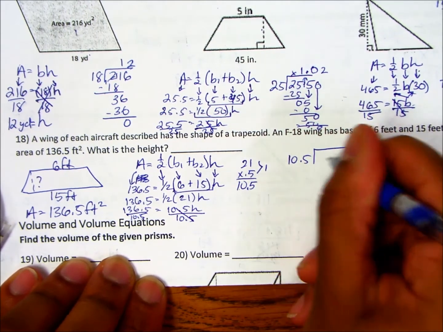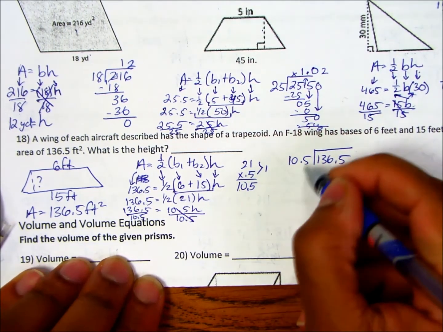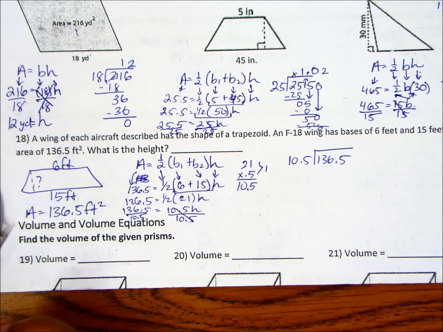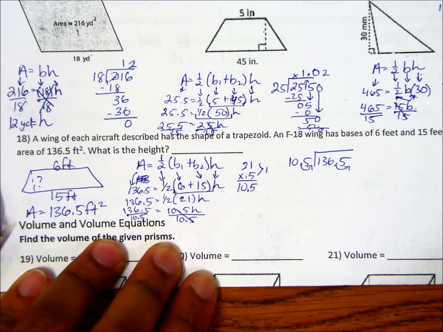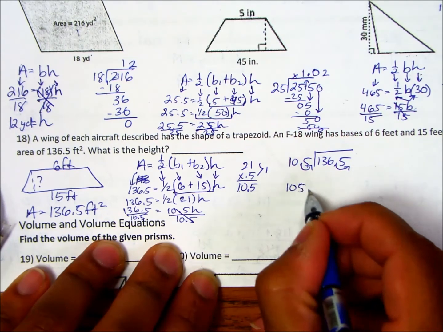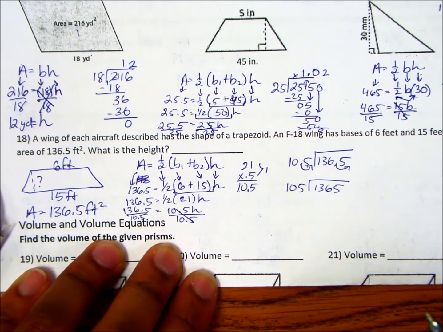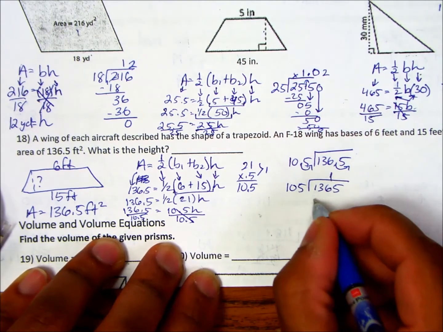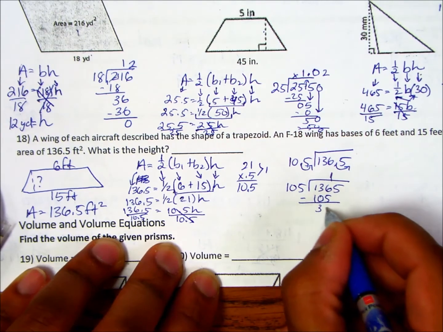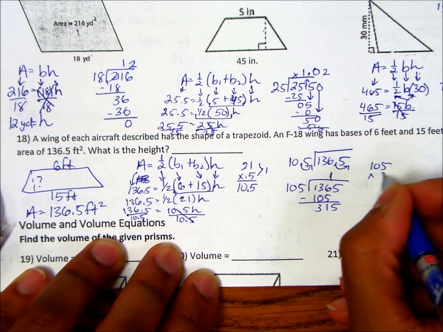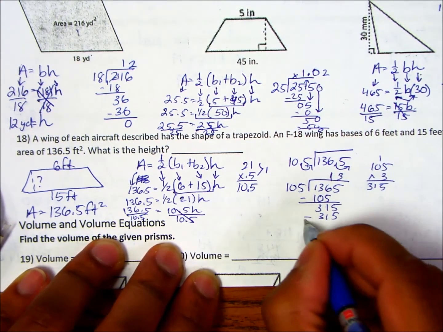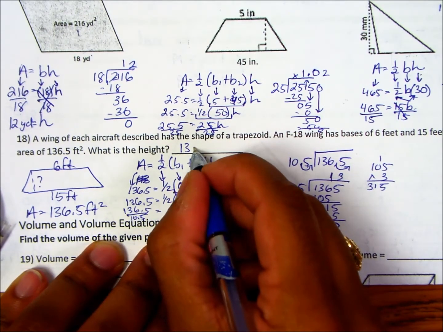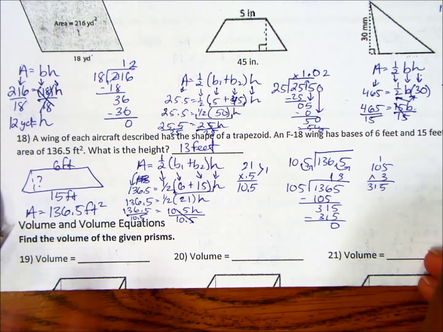10.5 on the outside, 136.5 on the inside. Your outside number has to be a whole number. So if it's not a whole number, fix it. I move it over one space here, move it over one space here. So that becomes 105. This becomes 1365. 105 goes into 136 one time. Then 105 times 3 is 315. So 13 feet is my height.